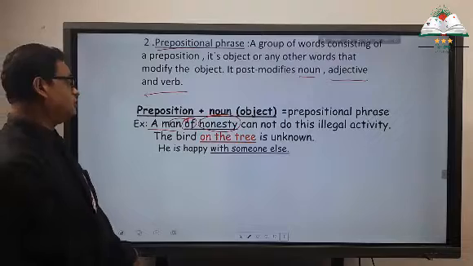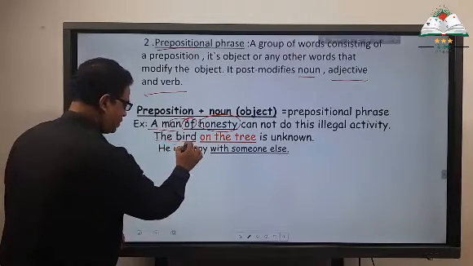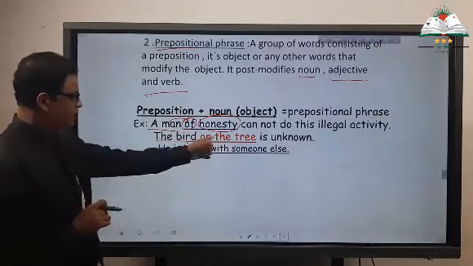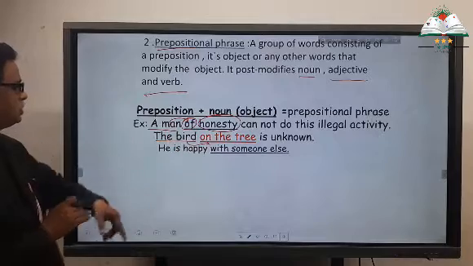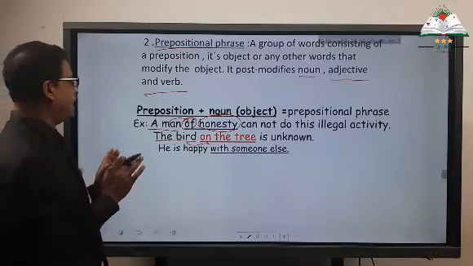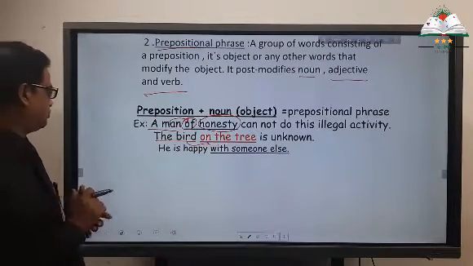The bird on the tree is unknown. So bird is a noun. After the word bird, on the tree has been used. The structure of the phrase is preposition plus noun. So it is working like a prepositional phrase, and it is being used after the noun as a post modifier.